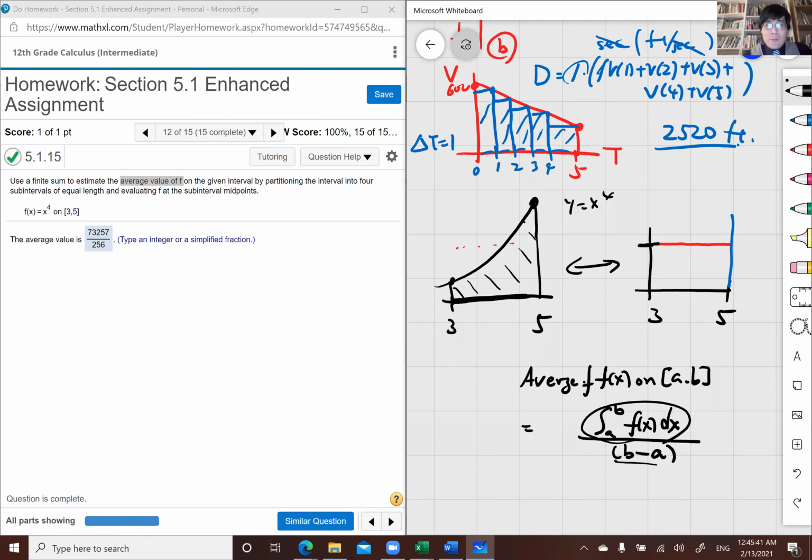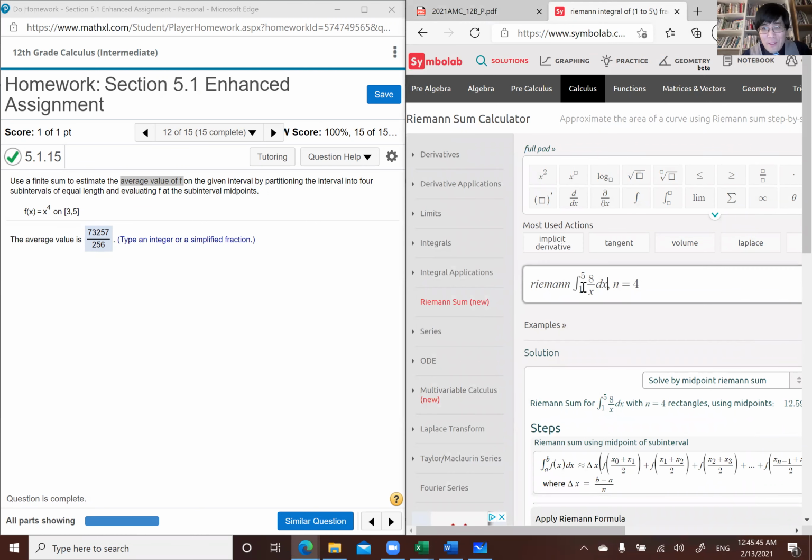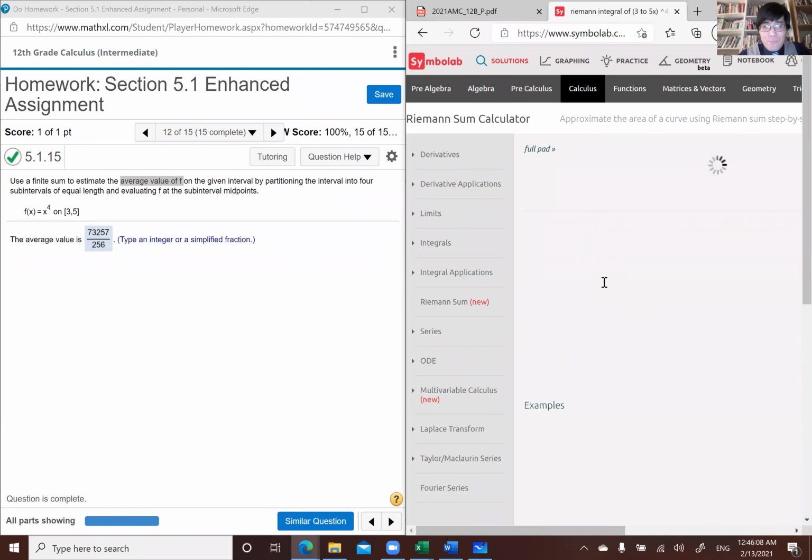So let me use this one because I'm tired of computation. I'm just going to find the area under the curve by estimating with how many rectangles? 4 rectangles. So 3 through 5, with the function x to the 4th. And the number of rectangles I have to use is 4 according to the problem. So I just use 4.